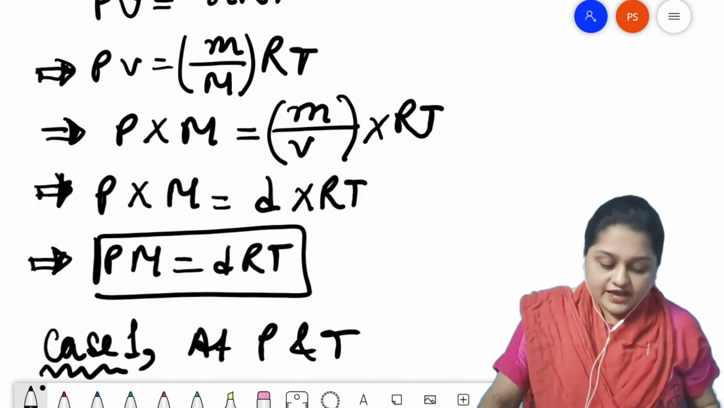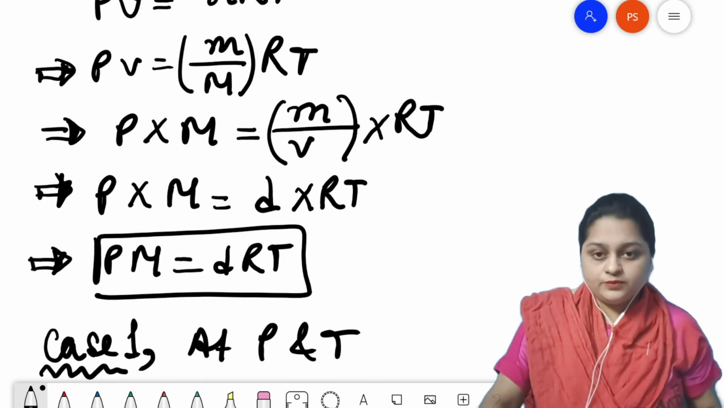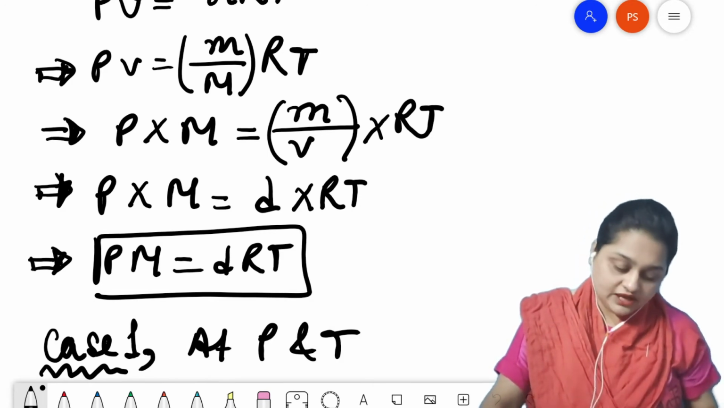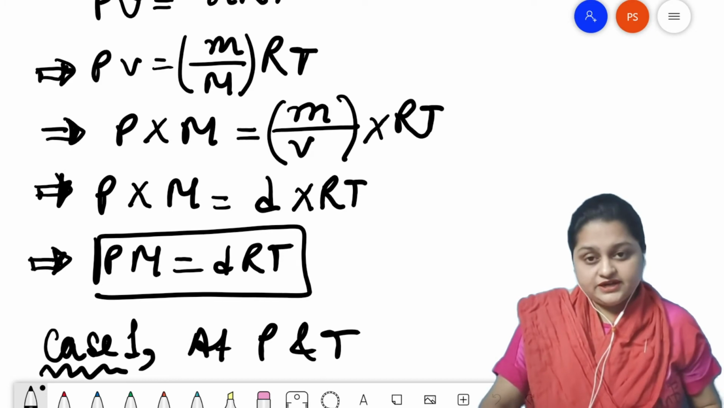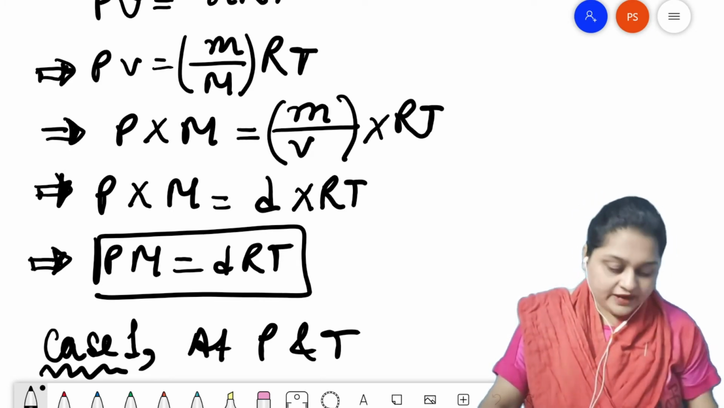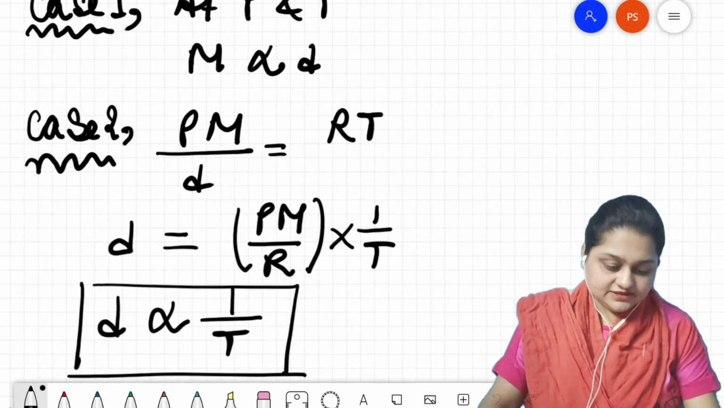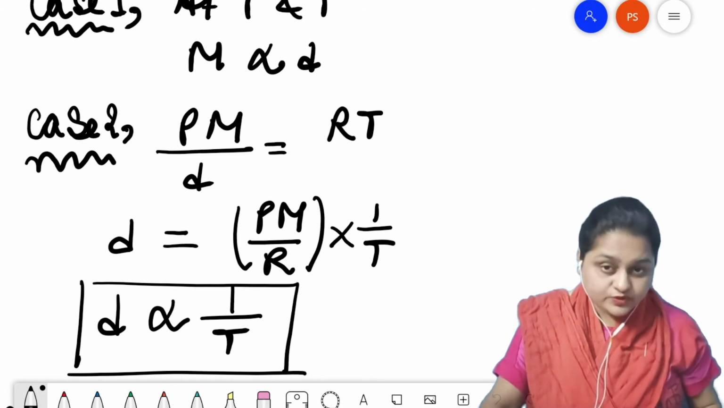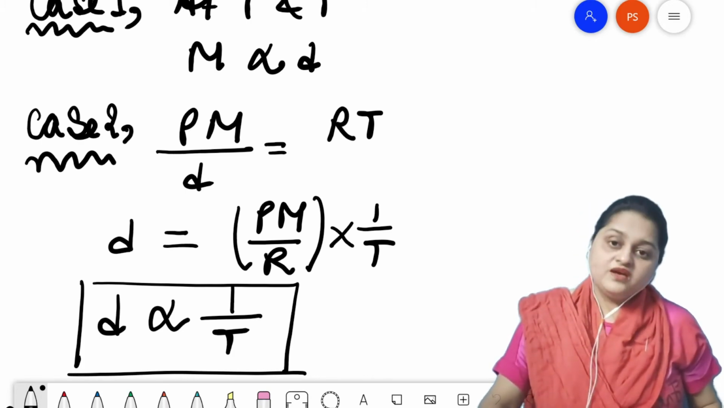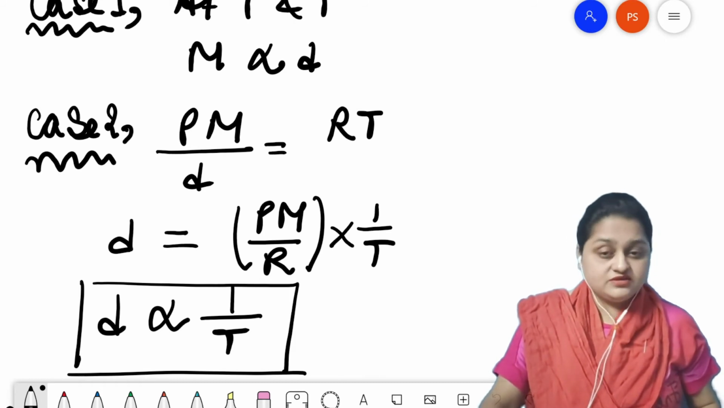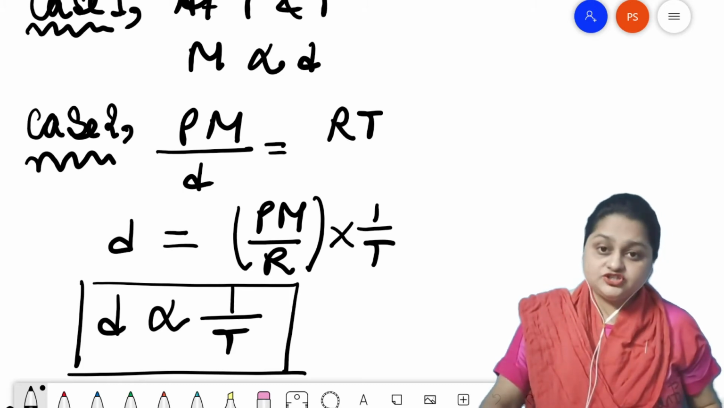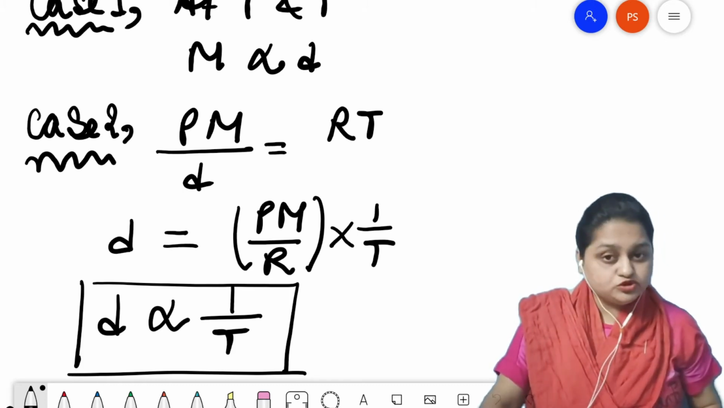Also, we can derive this Pm equals dRT equation from the ideal equation, which relates the density of the gas with the molecular mass, and also with the other parameters, that is pressure and temperature of the gas. And from that, we have studied three cases. At first, at constant temperature and pressure, when different gases are compared, the heavier gas tends to be more dense and the lighter gas tends to be less dense. As per molecular mass, the density of a gas is directly proportional to the molecular mass of the gas at constant pressure and temperature.